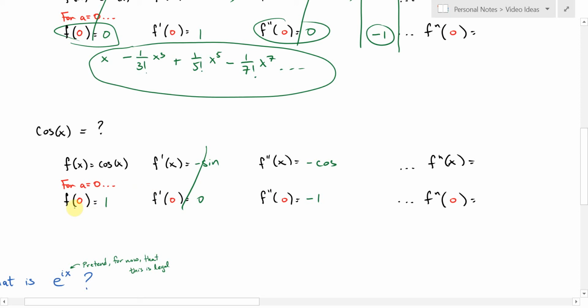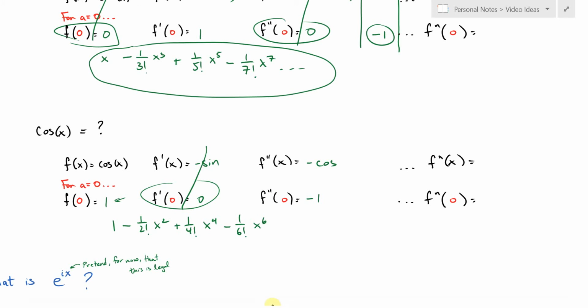So here we get our 0th term, f of 0, that's 1, plus, well, this term is 0, so we can ignore it. Then we actually get a minus 1, so that's minus 1 over 2 factorial x squared, and then the next term, the cubic term, will vanish, and then it'll be plus 1 over 4 factorial x to the 4th, minus 1 over 6 factorial x to the 6th, and so on. So that continues on in this way.